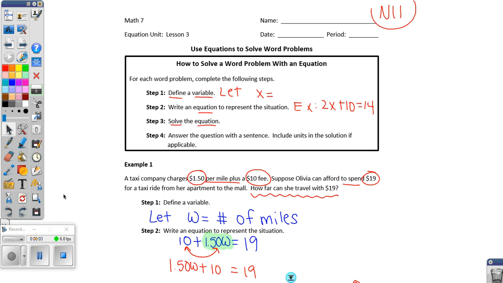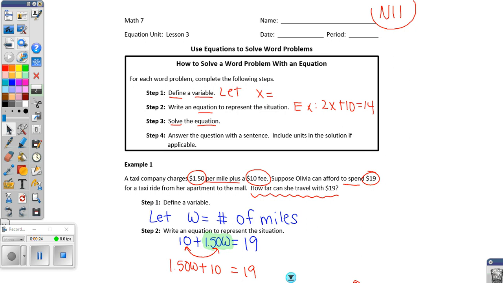Hi. The purpose of this video is to finish the notes that we started. It's notes number 11, so it's called Use Equations to Solve Word Problems. In class, we were able to finish examples 1 and 2, and we are going to go over example 3 in this video. So I'll start with that.